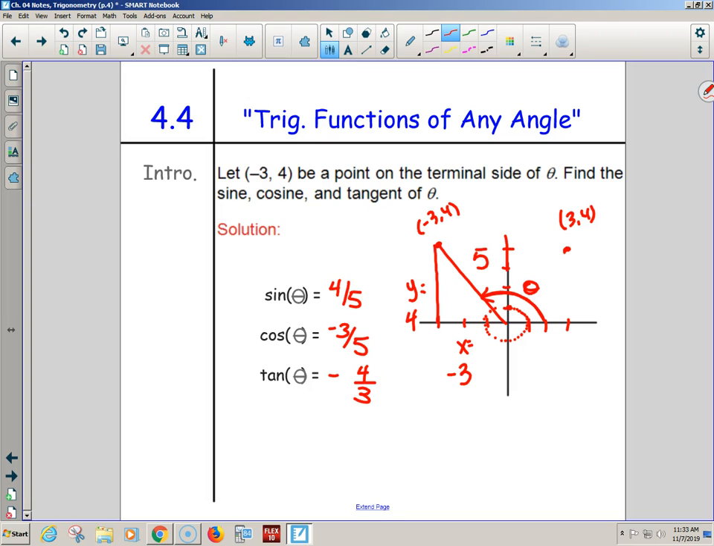I have a question. Why'd you draw the 3 over 4 on the other side? Oh, because I was starting to graph it and I was like, oh, it's a negative 3. Sorry, just kidding.